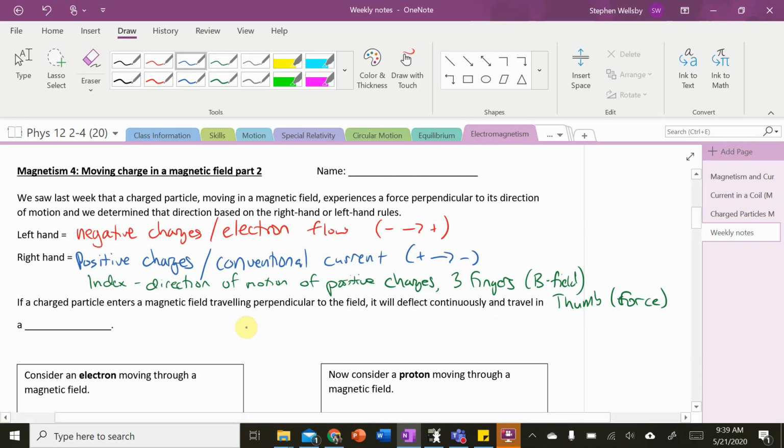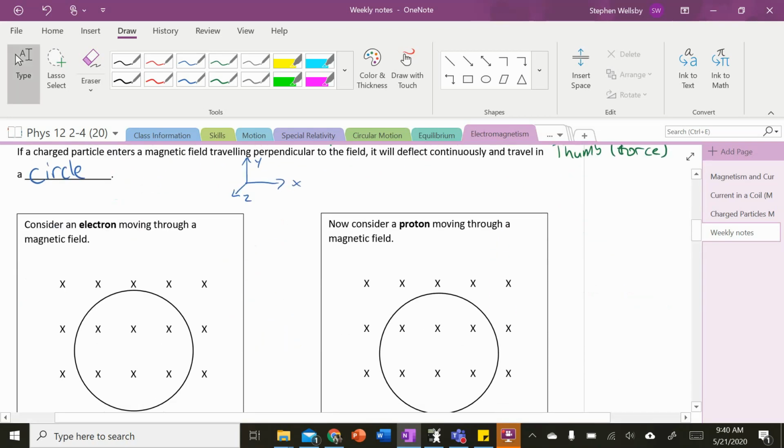So, if we have a proton moving in the x direction, and all of a sudden we have a magnetic field in the y direction, our force is going to be in the z direction, so it's going to be out of or into the page. But nonetheless, this particle is still going to experience a perpendicular force. It's traveling in the x and experiencing a force in the z, or it's traveling in the x and the field's in the z and it'll experience a force in the y. But either way, when something is experiencing a constant force that's always perpendicular to it, it's going to travel in a circle. So let's look at an electron moving through a magnetic field.